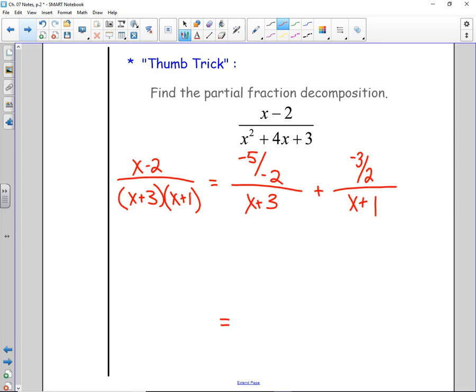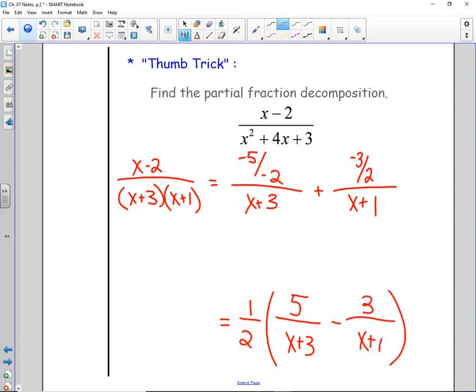The book's answer is going to be 1/2 times 5 over x plus 3 and then minus 3 over x plus 1. Can you guys figure out what it did? How did the book get there? Yeah, it factored out the 2, but the 2 wasn't like a 2, right? It was a 1/2 instead.